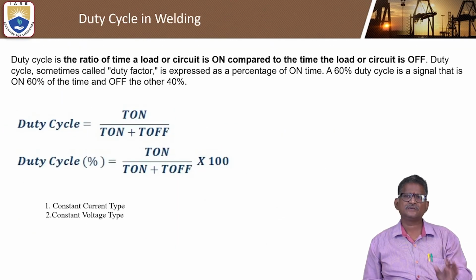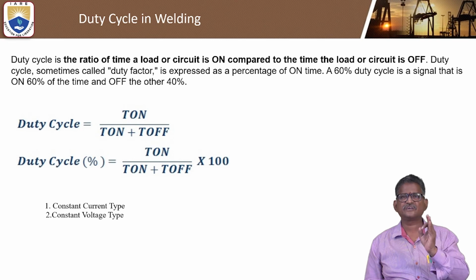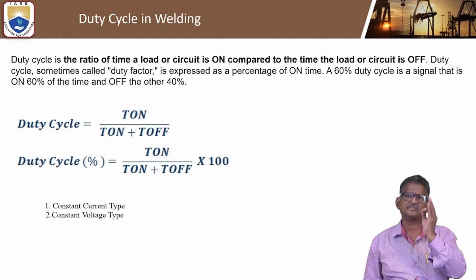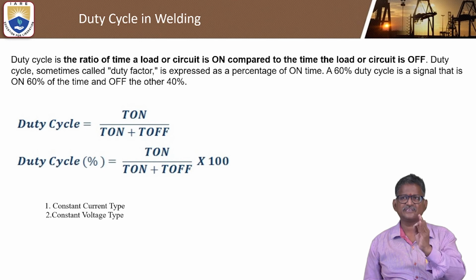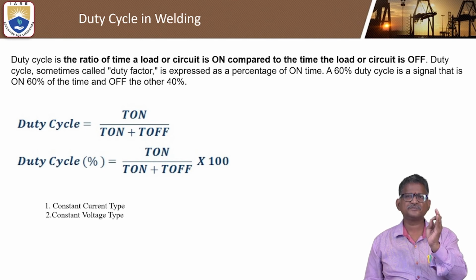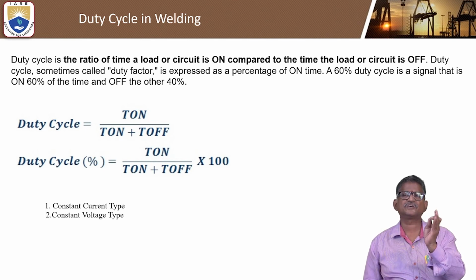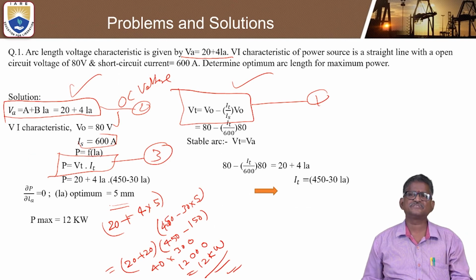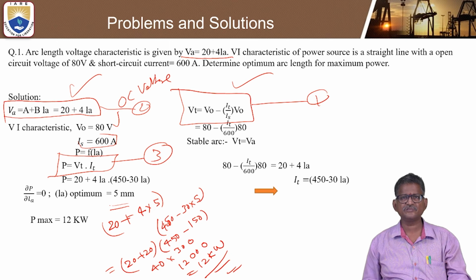As you know, duty cycle in welding is the ratio of the time the circuit is on divided by circuit on plus circuit off. So obviously a 60% duty cycle means 60% on time and off time is 40%. These are the two problems which I already explained clearly, about the VI characteristics and the arc length curve.